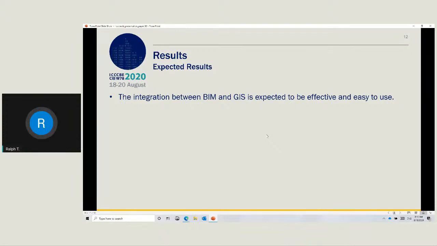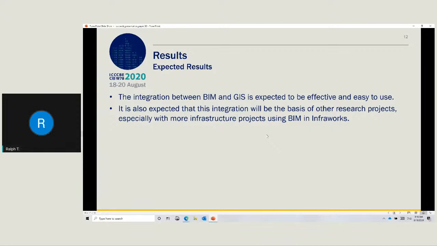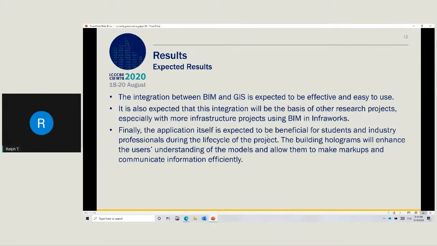Some of the expected results: the platforms that we are going to develop are expected to be effective and easy to use. Also, since we are developing multiple plugins, we expect them to be useful for future research. And finally, the bulk of the research, we expect it to be beneficial for students and industry professionals to use holography and mixed reality headsets throughout the life cycle of the project. And we believe that the building holograms will enhance the user understanding of the models and allow them to make markups and communicate information more efficiently.